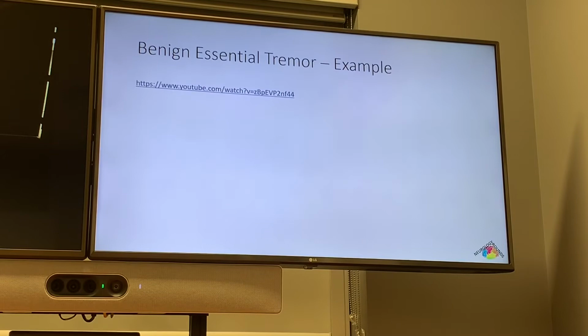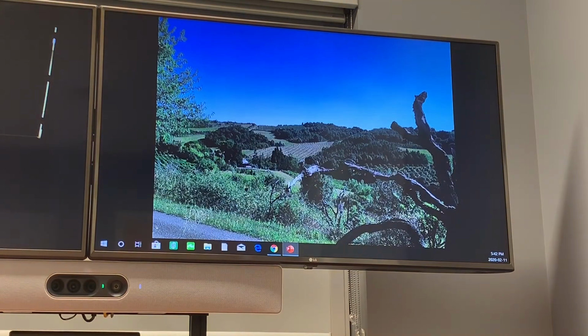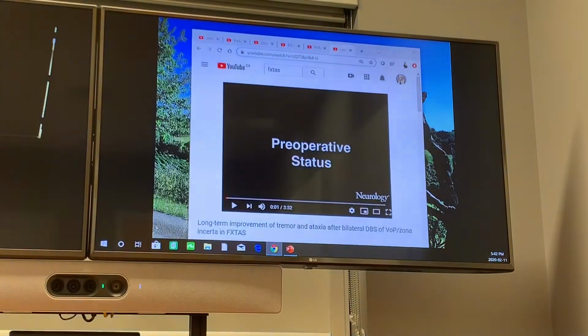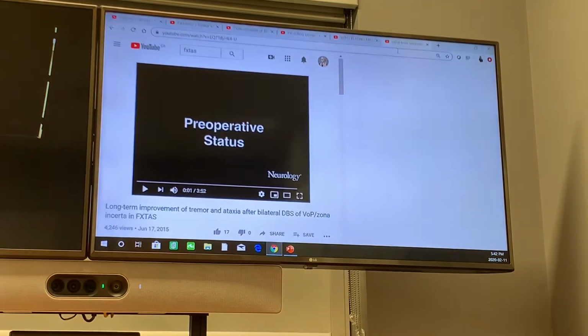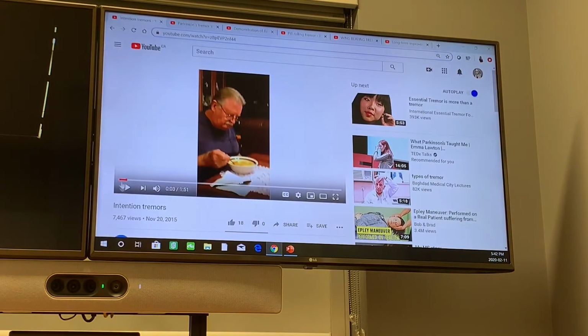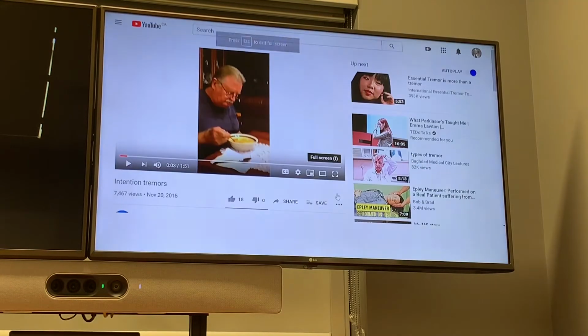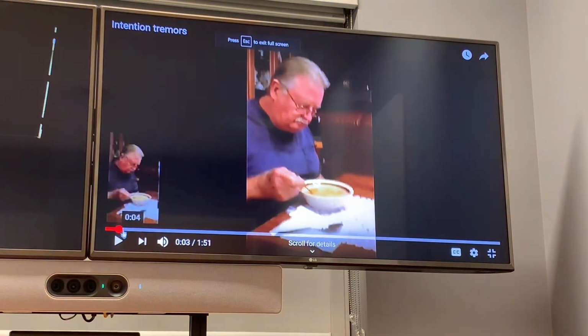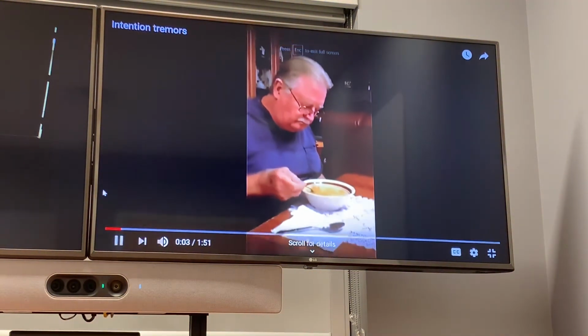So I'll show you a video of the benign essential tremor. There's a couple actually that I thought I had. I'm just going to make sure that people watching from home can see that. So this would be, that's the wrong one. So this would be an example of a benign essential tremor.